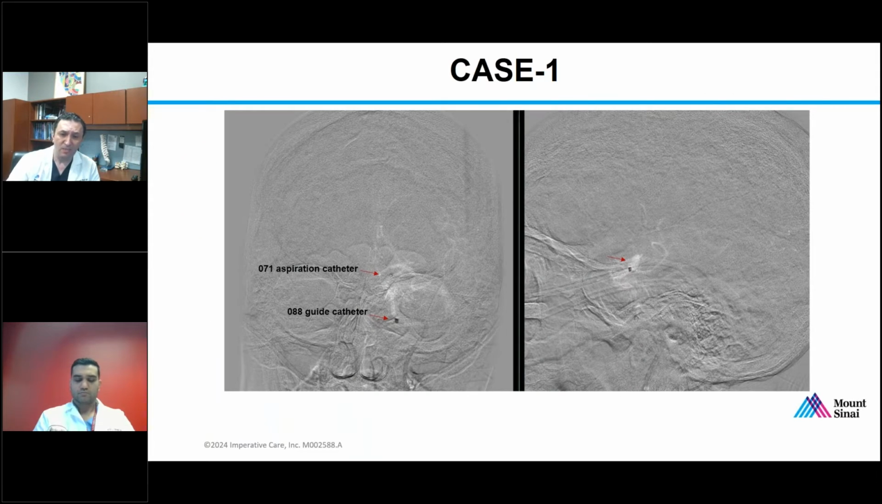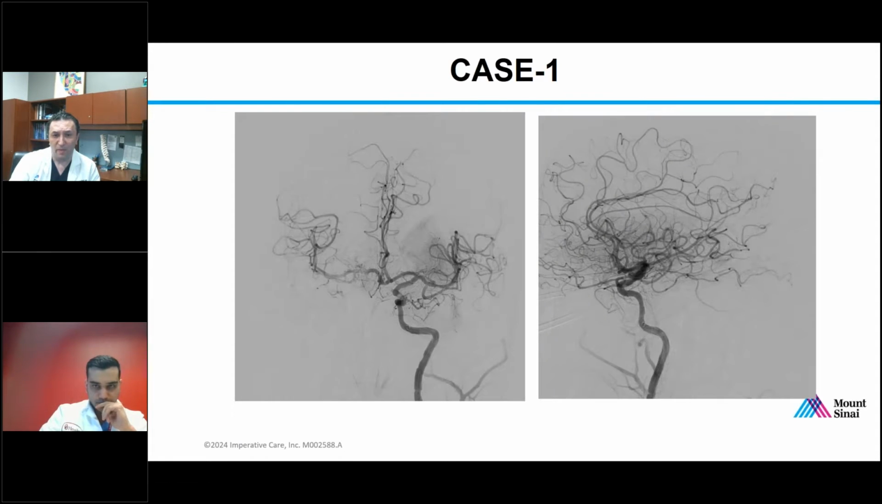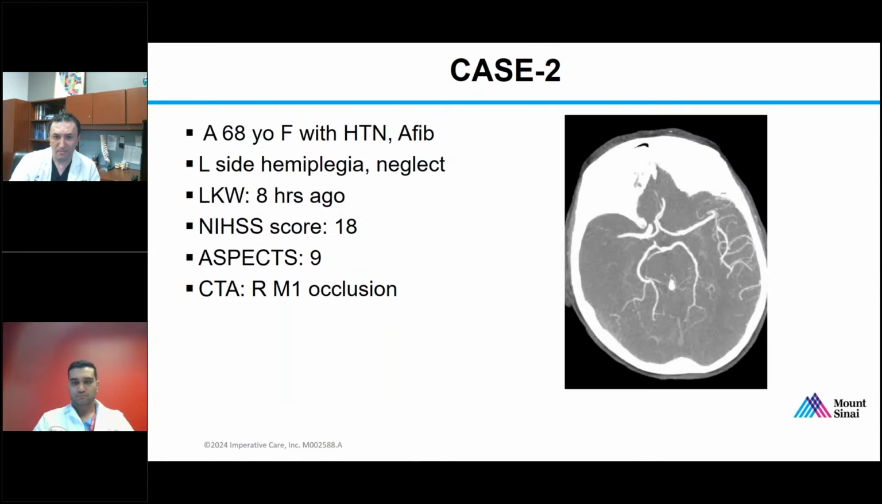And as you see here, our 88 guide catheter is in a petrous segment, and that will provide sufficient support to allow me to push my 71 catheter to M1 to achieve successful thrombectomy. TICI 3 with a single pass, and my guide catheter is already at the skull base.